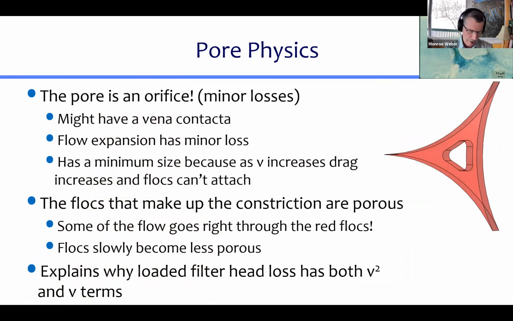So some more thoughts about this pore. The pore that's created is an orifice, like we talked about much earlier. And that means there's going to be a minor loss associated with this pore. It might have a vena contracta, depends on what the geometry of this is, like how sharp the edges are. Because water is flowing through this orifice, there's a flow expansion on the other side. There's a minor loss, and it has a minimum size because the velocity goes up as it gets smaller, and finally that causes too much drag on any additional flocks that try to attach.